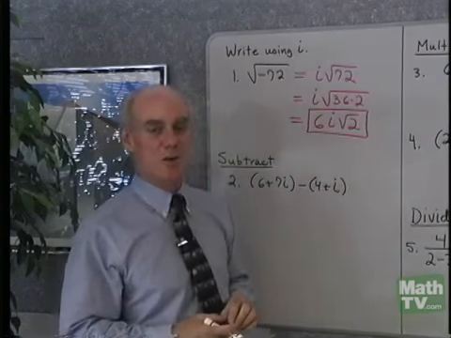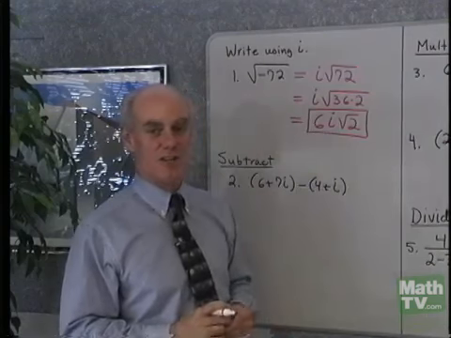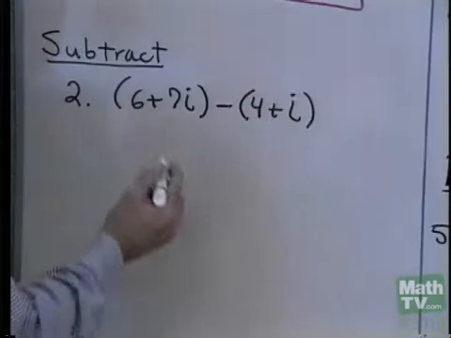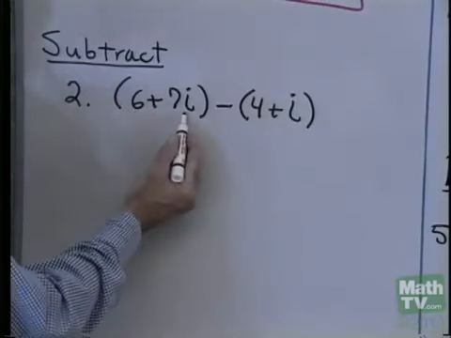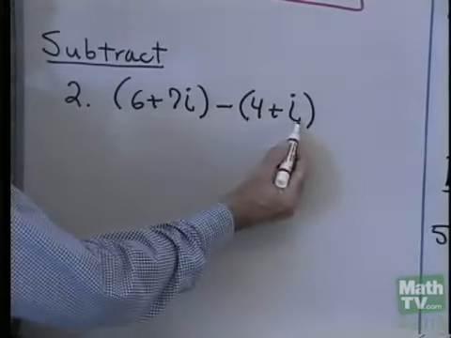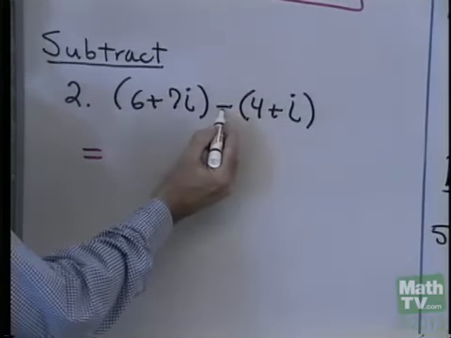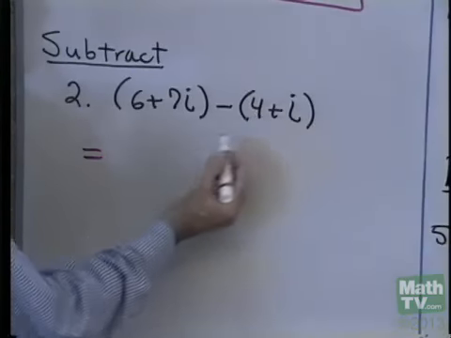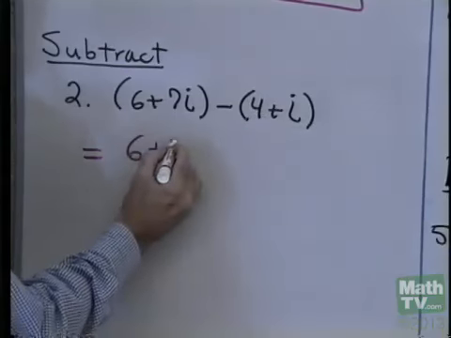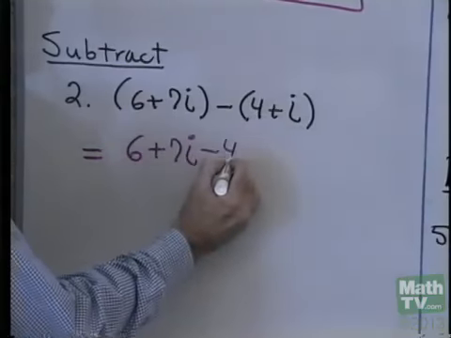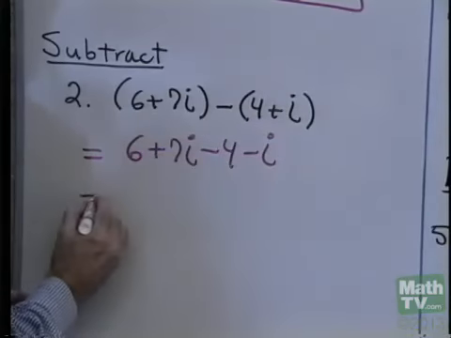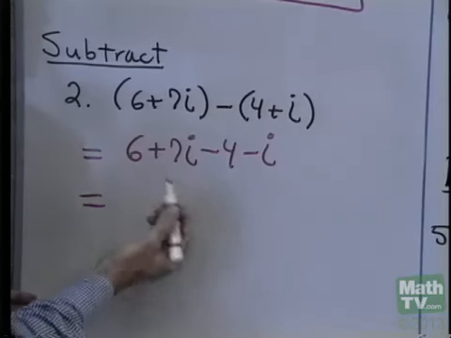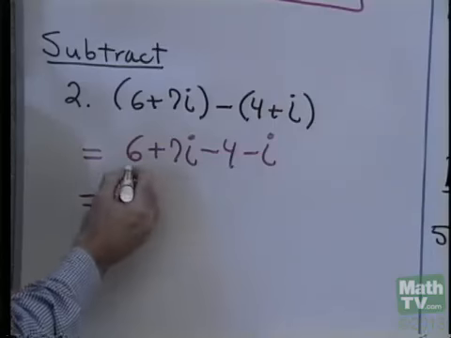Now let's take a look at some addition, subtraction, multiplication, and division with complex numbers. Here I've written subtract: I have 6 plus 7i, subtract 4 plus i. So what I'm going to do first of all is take care of this subtraction symbol, remove these parentheses, and change the sign of each thing inside. 6 plus 7i minus 4 minus i.